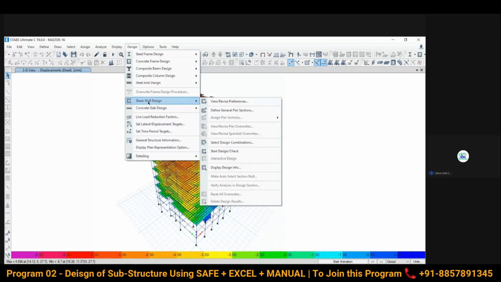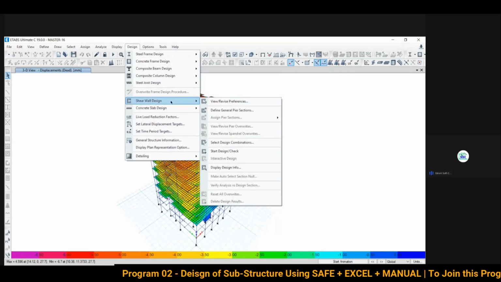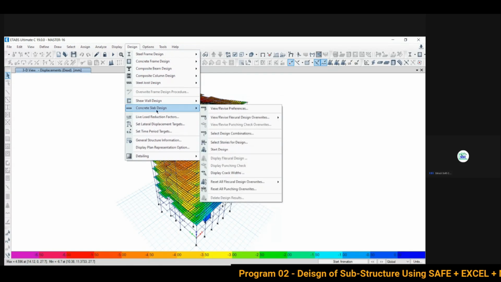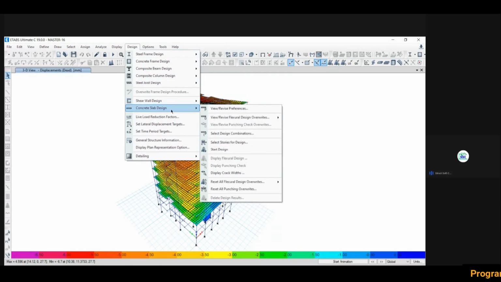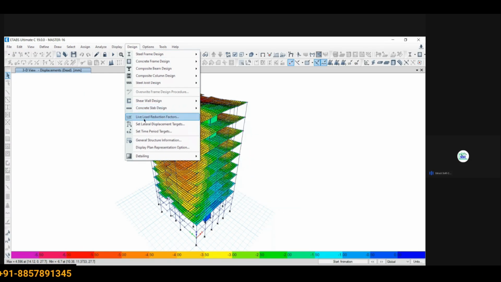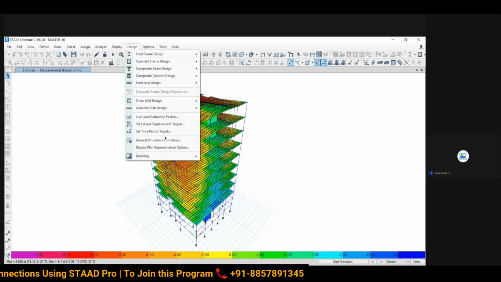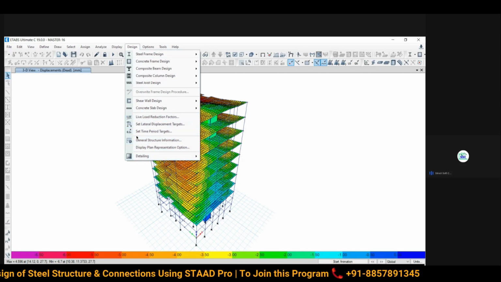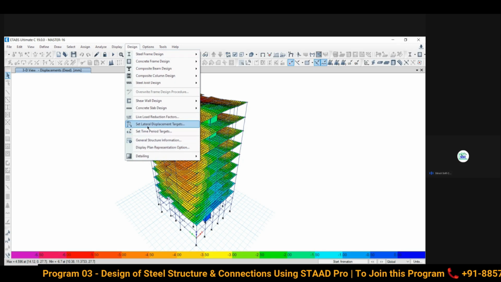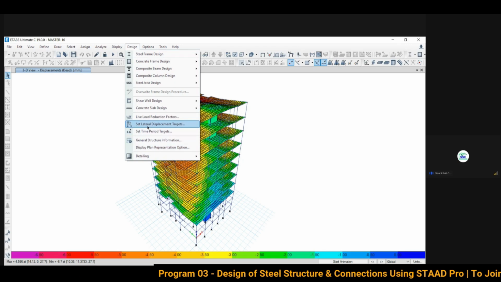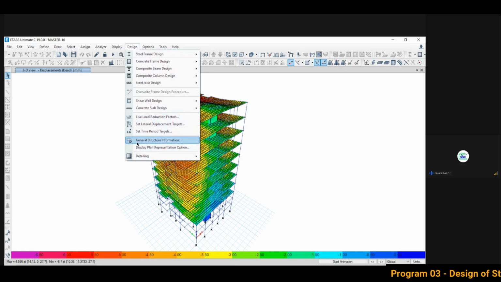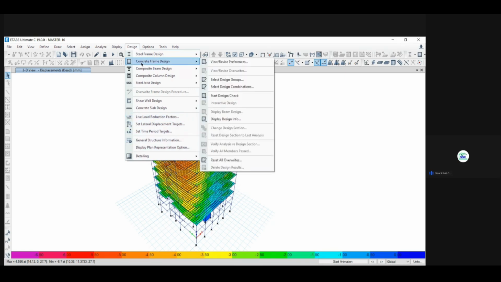If you want to design the shear wall, you have to go with the shear wall design option. Then concrete slab design: if you would like to design the concrete slab, you have to go with this option, and then the live load reduction factor. The rest of these options relate to non-linear analysis. As we are performing linear static analysis in this particular project, there is no need to talk about these methods. We are concerned only with concrete frame design as of now.